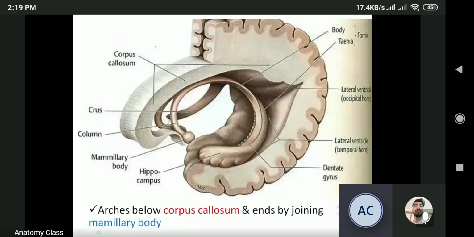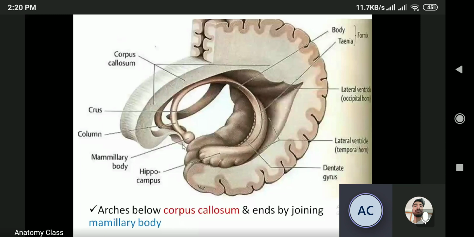This fornix being the main output tract of the hippocampus, we have already mentioned the fornix is the only output tract of the hippocampus. So the primary role of fornix is to transmit information from the hippocampus to the mammillary body, and from there finally to the anterior nucleus of thalamus.